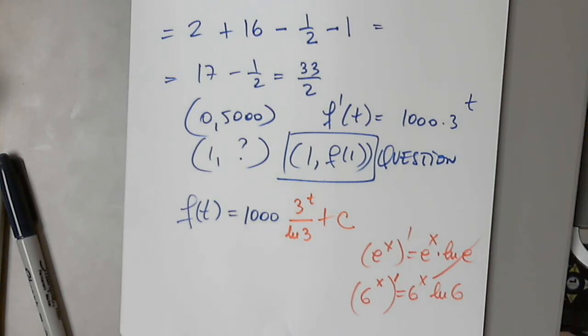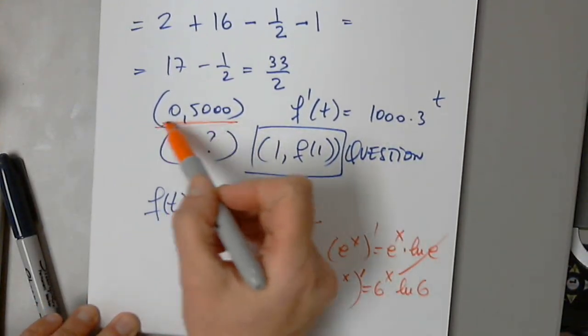Remember, definite integrals are not friendly because I can't check. But indefinite, I can always take a moment and say, let me see. Is this true? I have no idea. Let's check. So when I differentiate this, the constant stays in front. I differentiate 3 to t as 3 to t times natural log 3. And when I differentiate the constant, I get 0. Right? So I found the function.